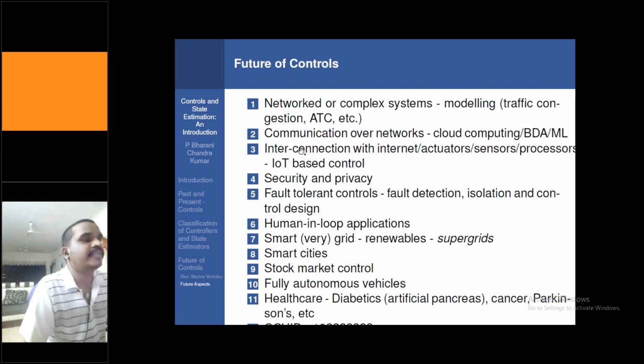In the third one, interconnection with internet, or actuator sensors or processes through any network-based systems, either through the internet or any systems. The fourth one is security and privacy, which we already discussed.